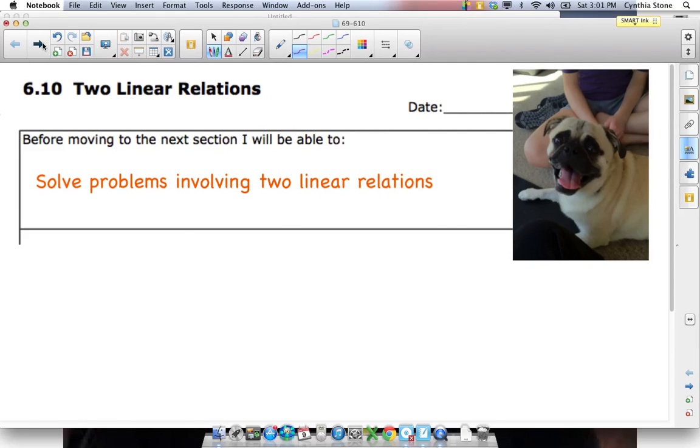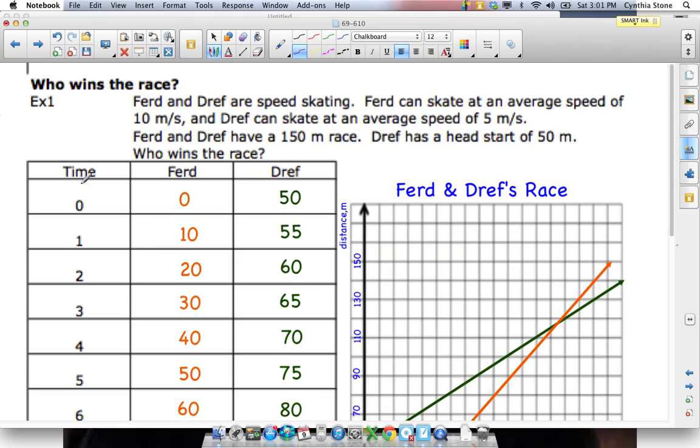Okay, so let's slide over to the next page. In this example, we have Ferd and Dreff, and they're speed skating. Ferd can skate at 10 meters per second. Dreff can skate at only 5. So clearly if they race, it's obvious that Ferd's going to win the race. But what if they have a 150-meter race and Dreff gets a start of 50 meters?